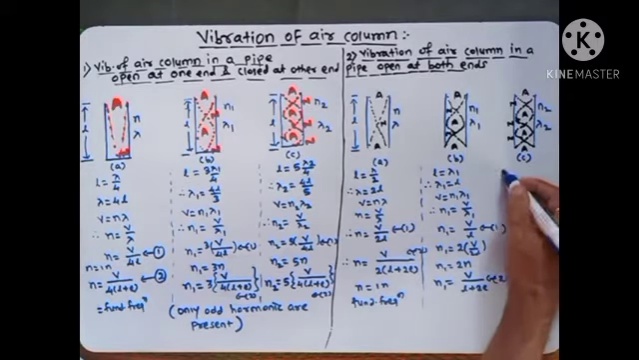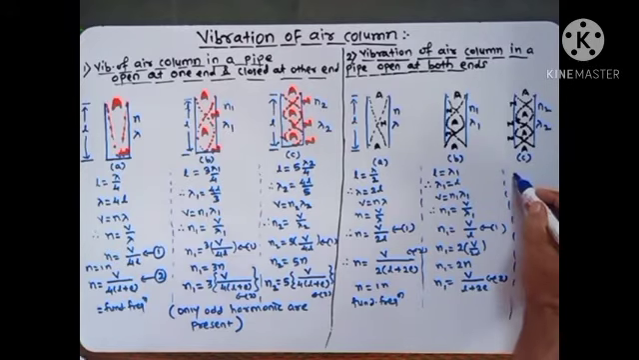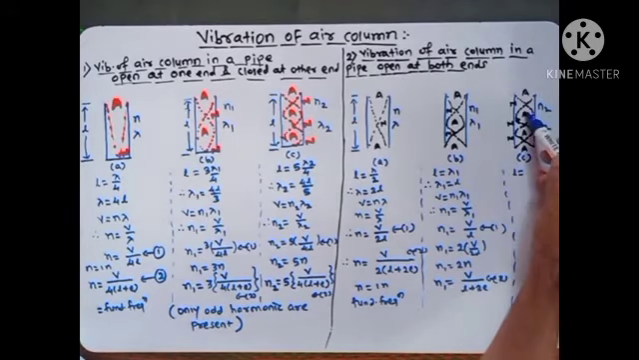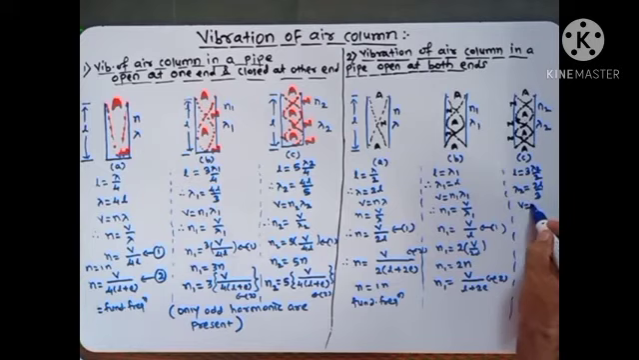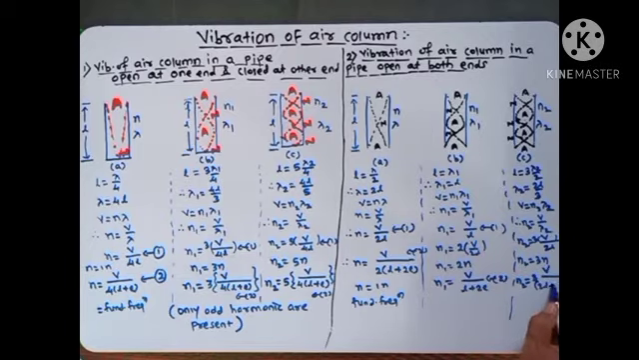Now for the third case, you see L equal to, see 1, 2, 3, 4, 5, 6 loops. That means 6 half loops, meaning 3 loops, 3 lambda 2 by 2. Lambda 2 equal to twice L upon 3. V is equal to N2 lambda 2. Therefore N2 is equal to V upon lambda 2. N2 is equal to 3 V upon 2L, or N2 is equal to 3N, or N2 is equal to 3 V upon 2 into L plus 2E.